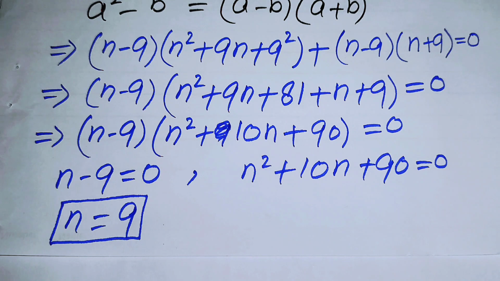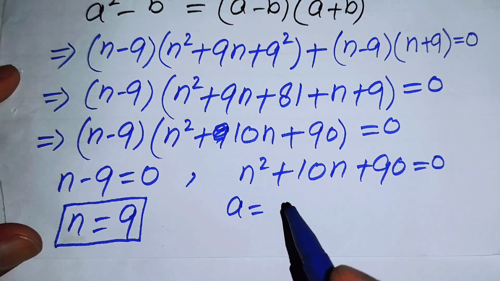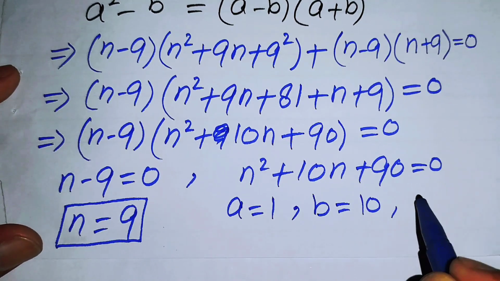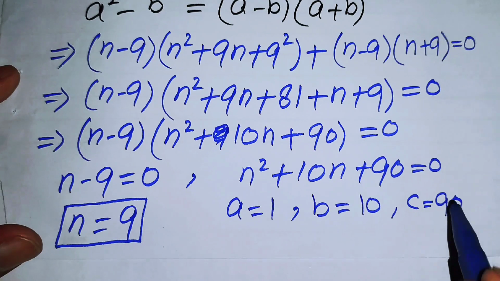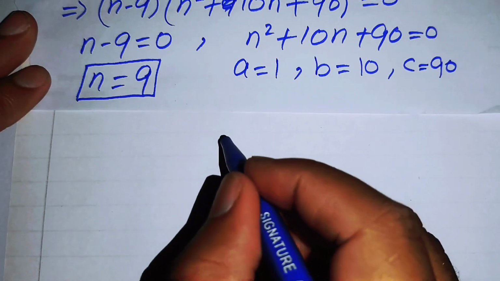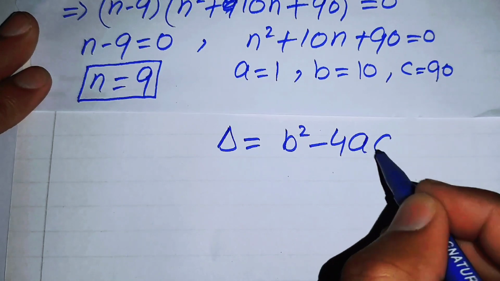Because we need only real roots, I can solve this by first checking whether this quadratic equation has real roots, using the discriminant formula. For the discriminant we need a, b and c. Here the value of a is 1, the value of b is 10, and the value of c is 90, and the discriminant formula is delta equals b squared minus 4 times ac.